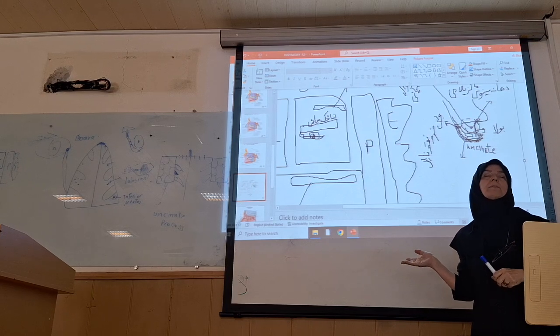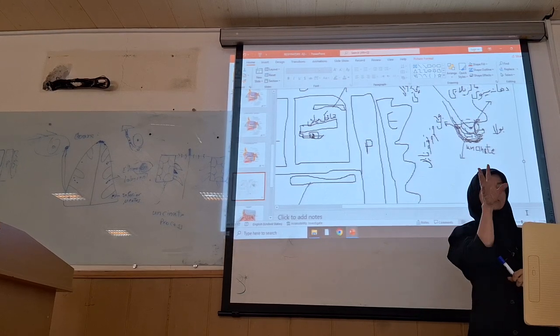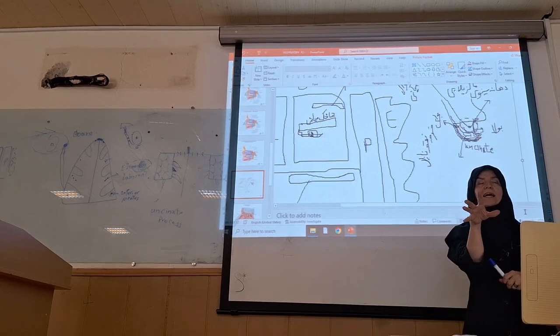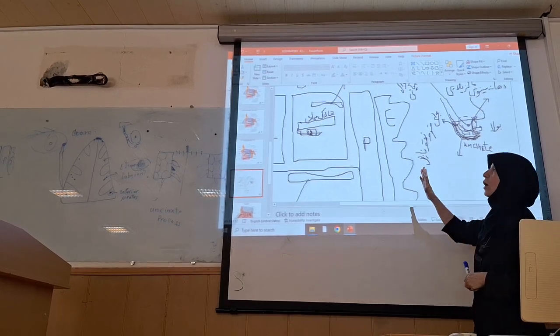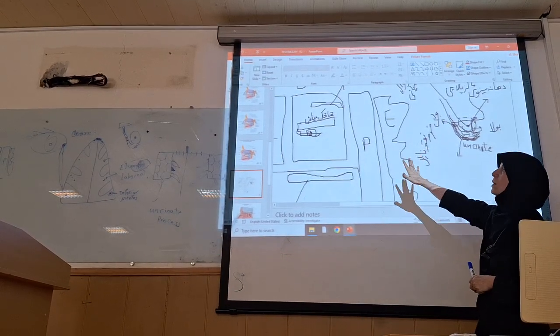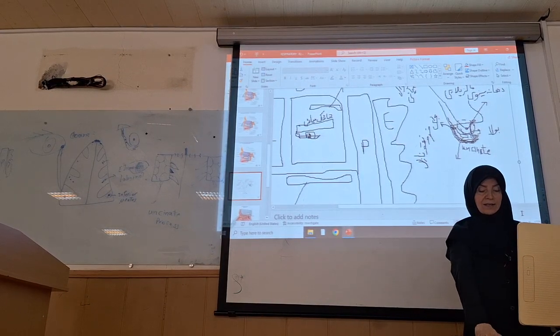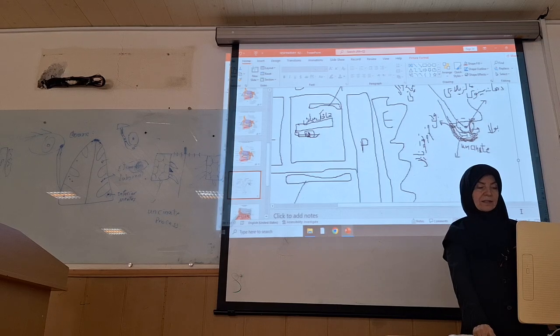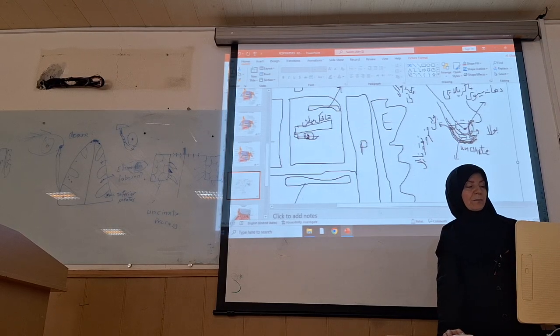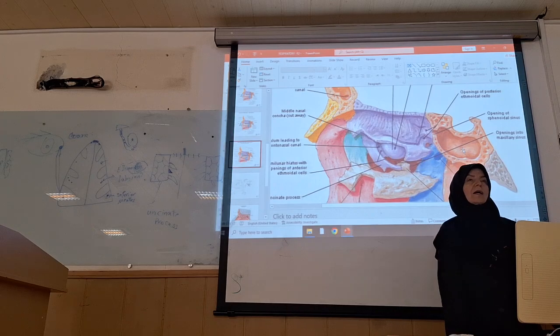It is important. Be sure that some of the questions for the final exam and the comprehensive exam are going to be prepared about the lateral surface of the nasal cavity. Now look at here. Look at this picture.